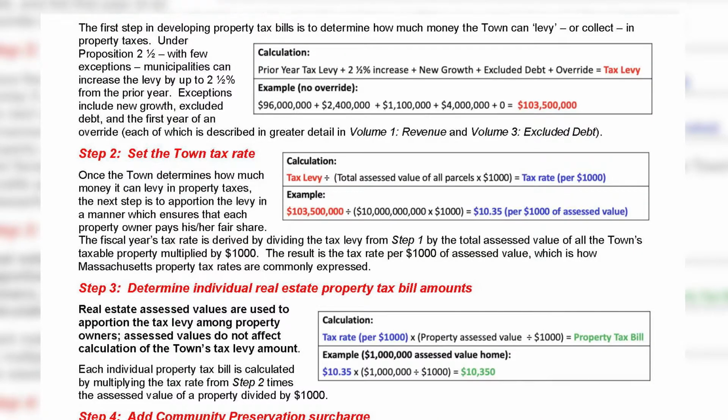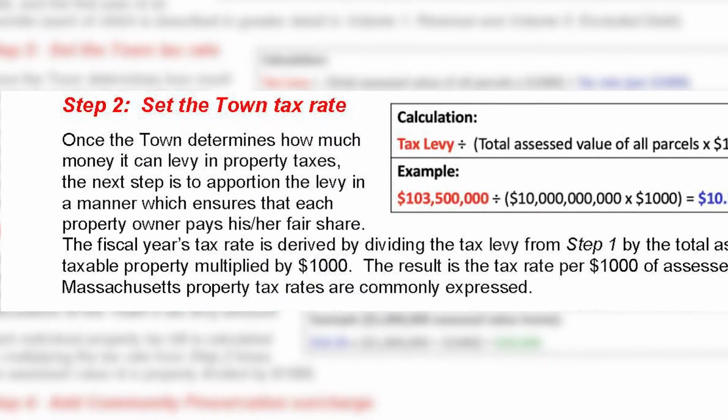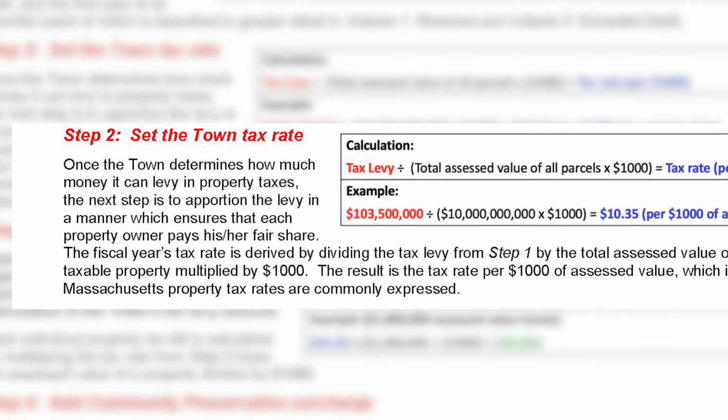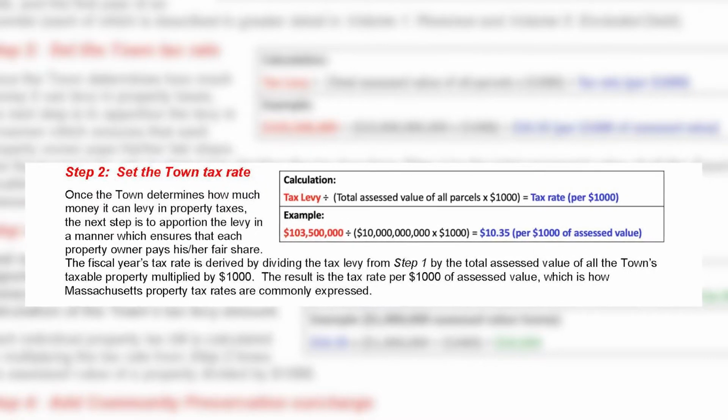Now that the town has determined how much money it can levy in property taxes, the next step is to apportion or divide the levy in a manner that ensures that each property owner pays his or her fair share. In Massachusetts, this is done by setting a tax rate that, when applied to all properties, results in the town collecting its full levy amount.